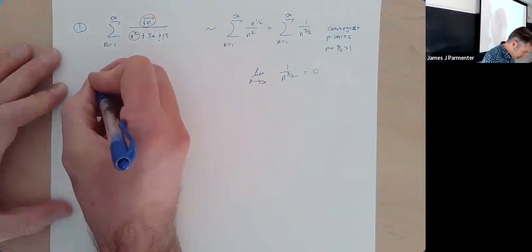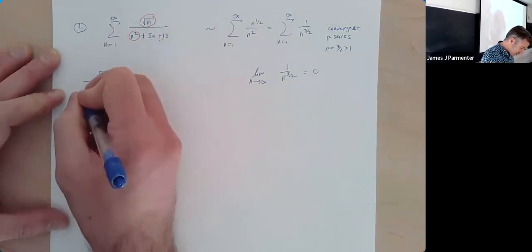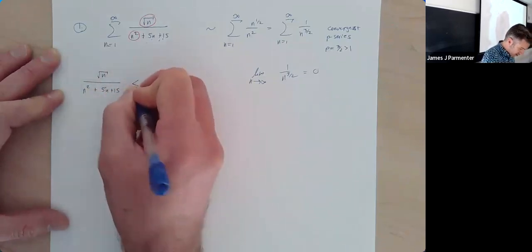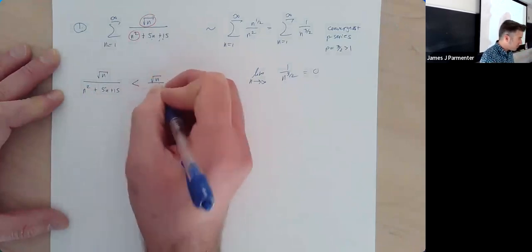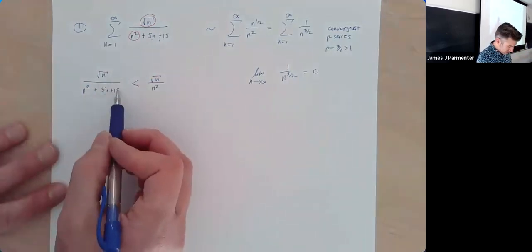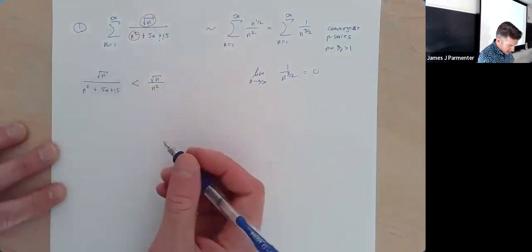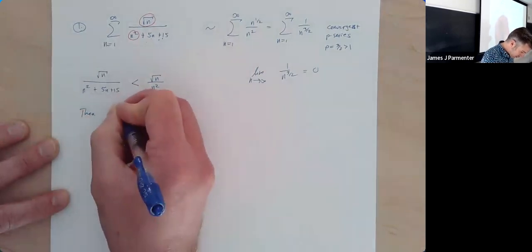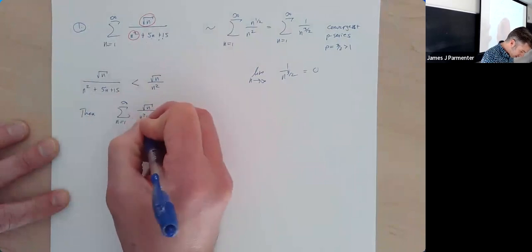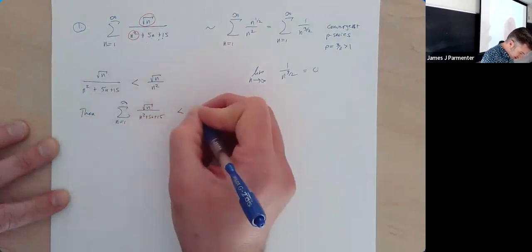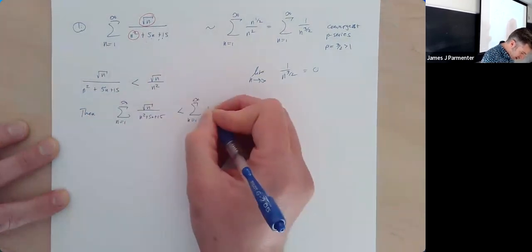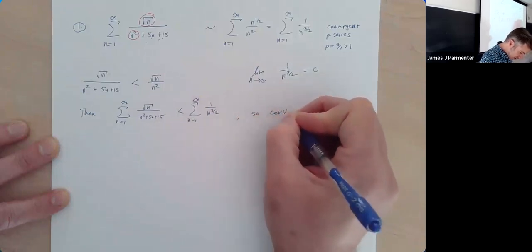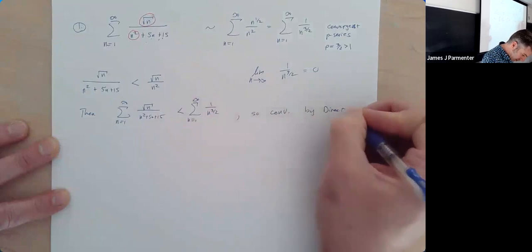So it's really not terrible to say, oh, our sequence in our series, the square root of n over n squared plus 5n plus 15 is definitely smaller than the square root of n over n squared. Right? If your denominator is bigger, your fraction is smaller. And so that's great. That means we can say it is certainly true that our series from n equals 1 to infinity of the square root of n over n squared plus 5n plus 15 is less than the sum from n equals 1 to infinity of 1 over n to the 3/2. And so it converges. It converges by direct comparison.